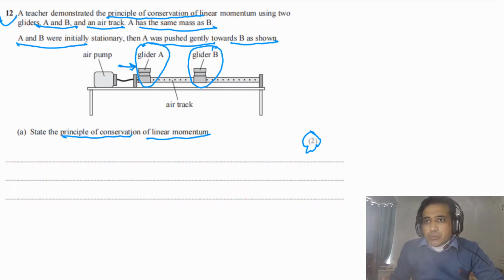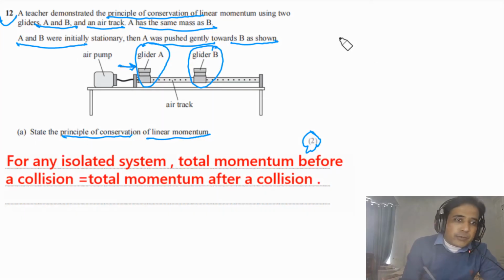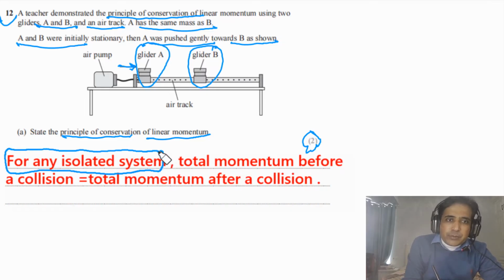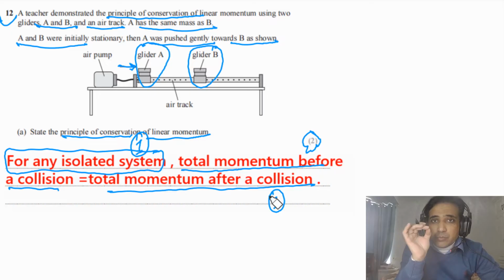Let me show you how you can write down your answer. In your answer, you can mention these points. In the first point, you can say for an isolated system. If you write this point, you will get 1 mark. And the second mark you will get if you have written total momentum before a collision is equal to total momentum after a collision. So this is how these 2 marks will be awarded.